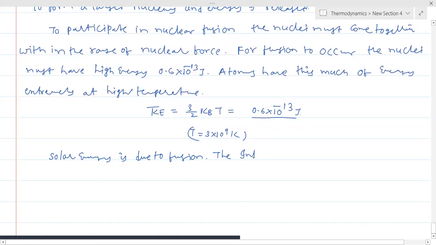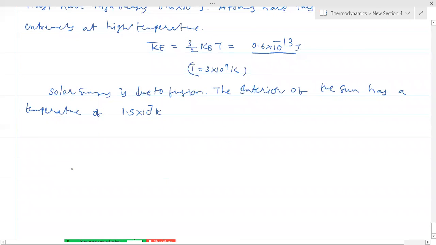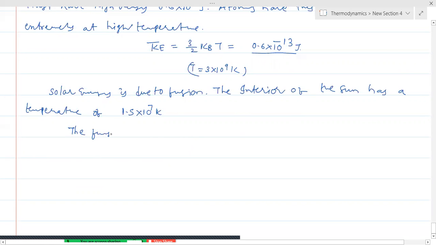The interior of the sun has a temperature of 1.5 into 10 power 7 kelvins. These numerics are important. So the final conclusion is nuclear fusion is not possible on the Earth. It is possible in the atmosphere of the stars, at high temperature.